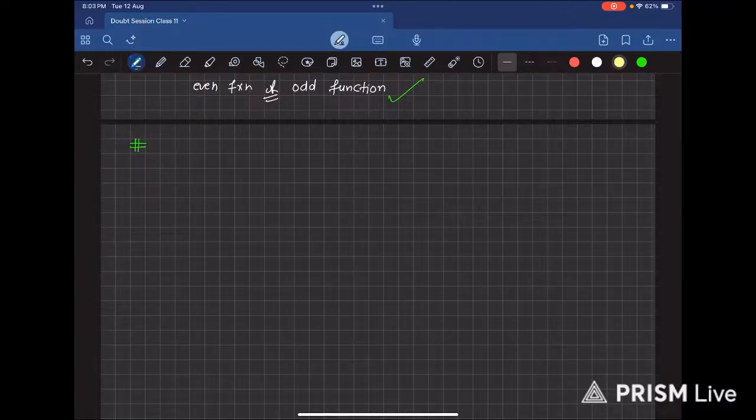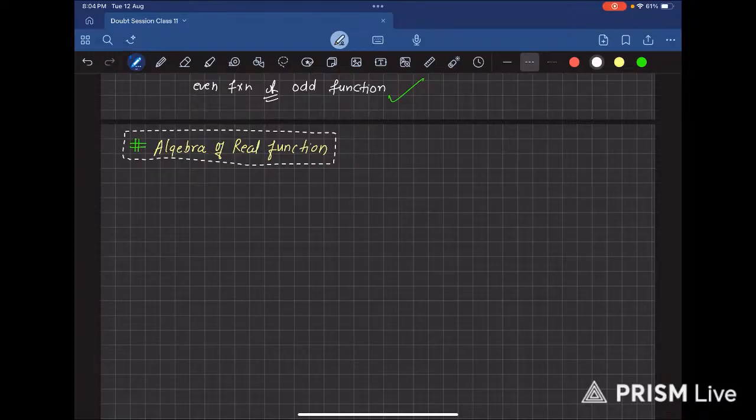Algebra of real functions. Basically, it will be a real function. It is not a more important topic, because they cannot make questions from it. Example 2.3. Okay, so you just read the definition from NCERT.